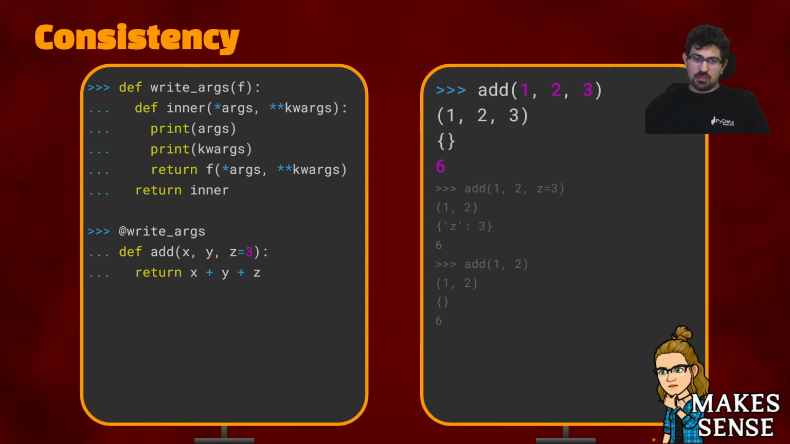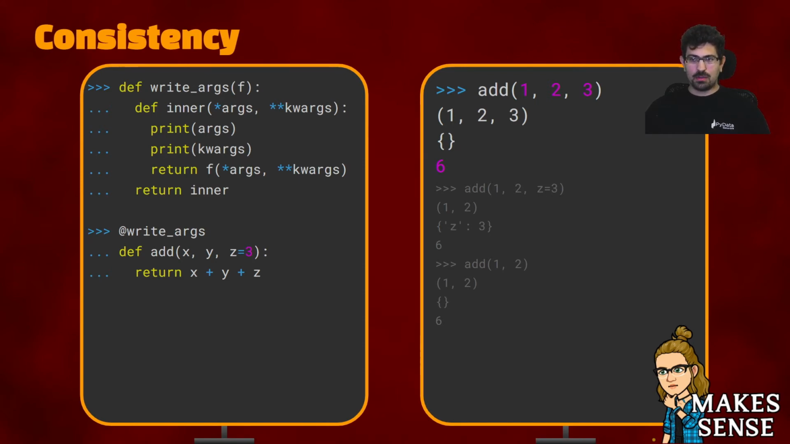So first of all, why do we need inspect? Because we need consistency. If we have the function write args that accepts args and kwargs, first it prints args, then it prints kwargs, and eventually runs the function. So if we do write args for add, and add accepts x, y, and z, but z has a default value of 3, it eventually returns x plus y plus z.